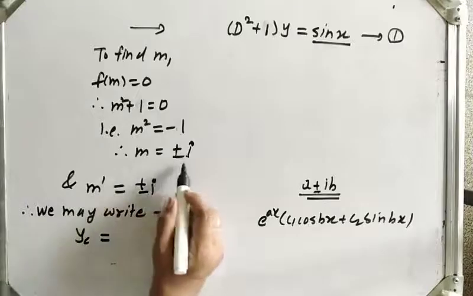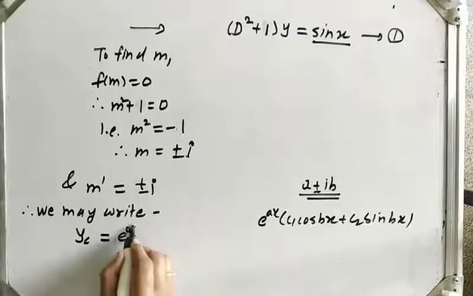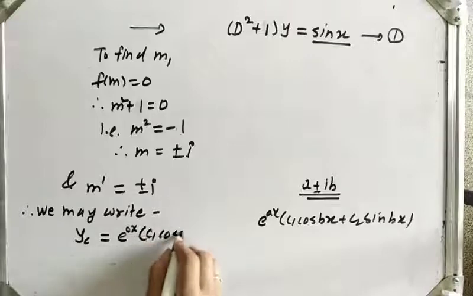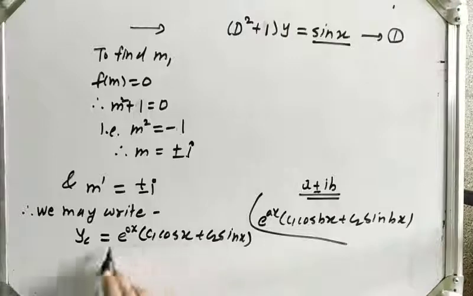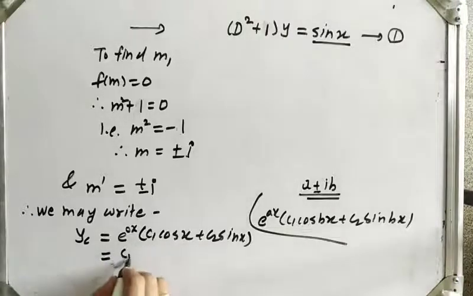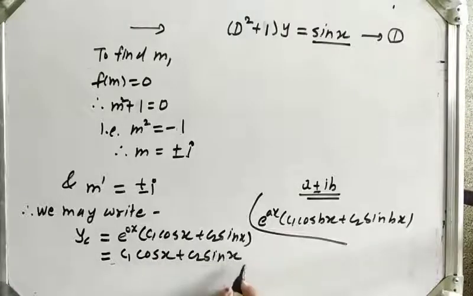yc from m. What is that? yc from m is e raised to 0x (c1 cos x plus c2 sin x). Okay, this is rough part. So from this, e raised to 0x means 1. So our yc is c1 cos x plus c2 sin x. This is yc from m.